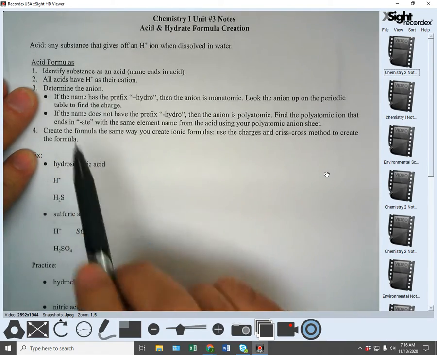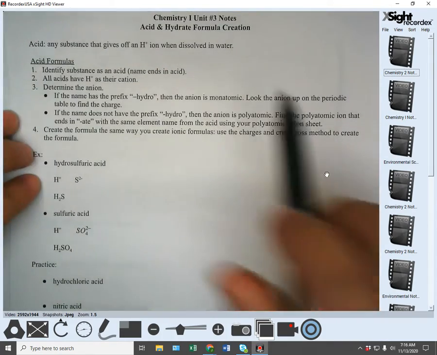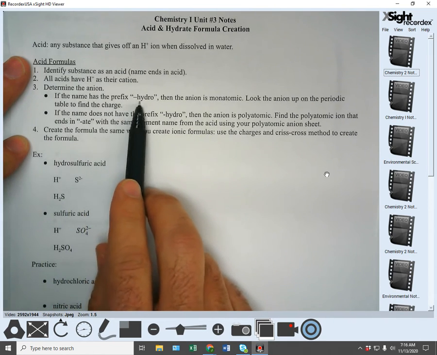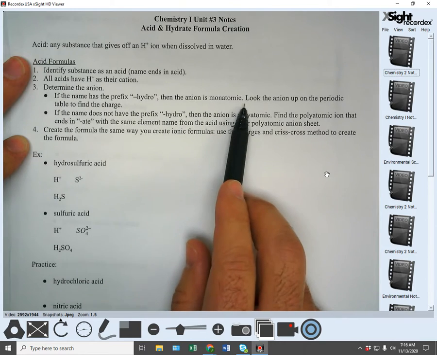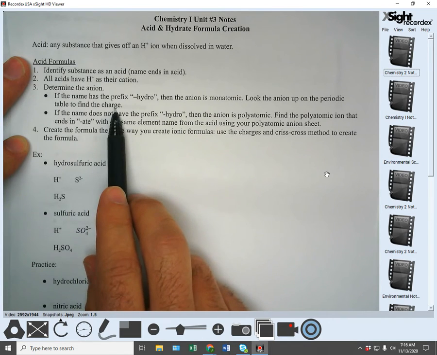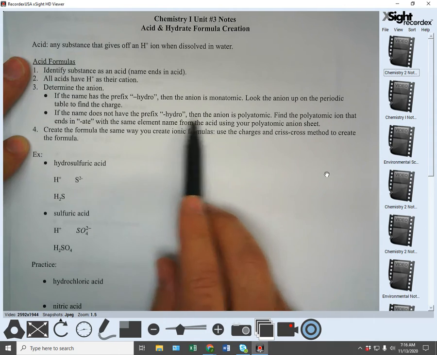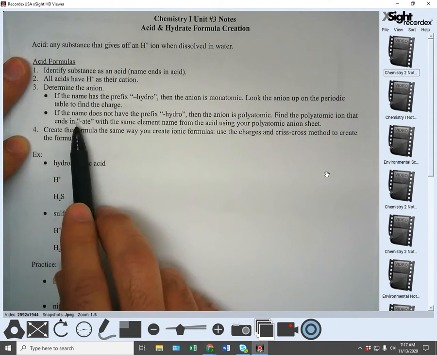We're going to do these like we do the ionic ones. We're going to get the charges and cross them. If the name has the prefix hydro, then the anion is monatomic. Look up the anion on the periodic table to find the charge. If the name does not have the prefix hydro, then the anion is polyatomic. Find the polyatomic ion that ends in ate.